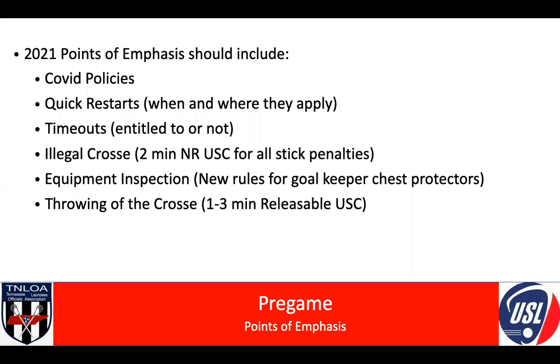The next part of the points of emphasis is throwing the cross. A player cannot throw their cross towards the player, the ball, or any other people on the field. It is between a 1 minute and a 3 minute releasable unsportsmanlike conduct. If a player throws their stick chasing a ball after a shot, that is illegal. Throw the penalty flag, give them a 1 minute unsportsmanlike conduct foul. But it is a releasable penalty. We're just going to add it up as an unsportsmanlike conduct foul.